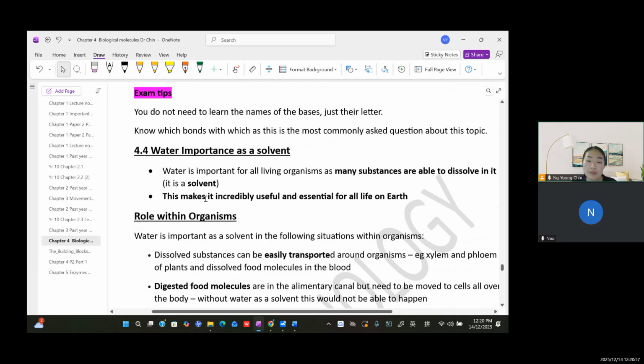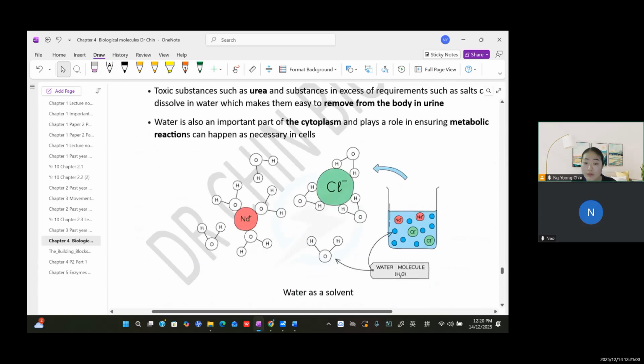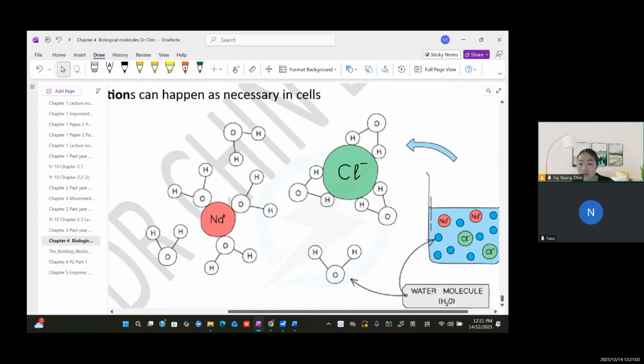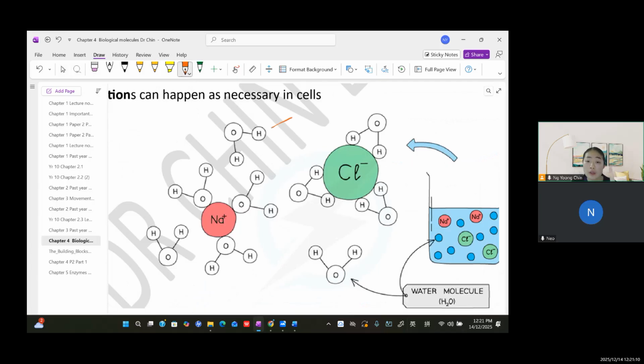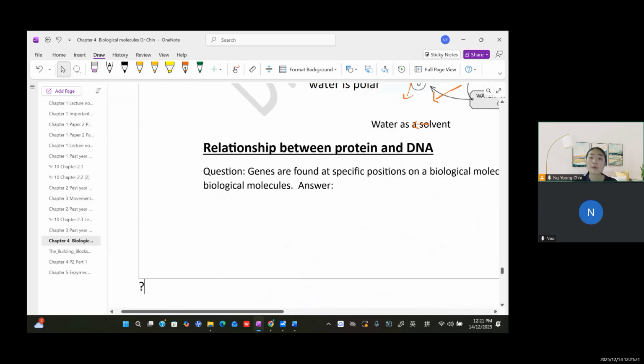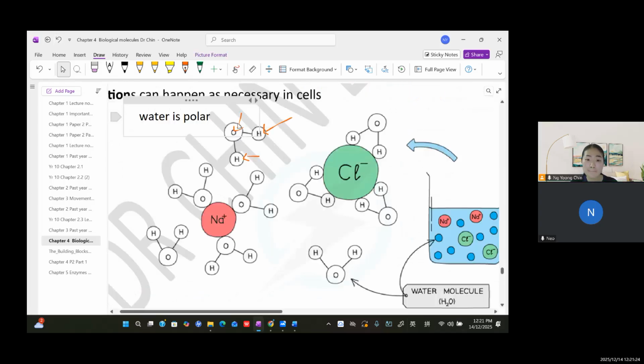Water is made from hydrogen and oxygen. Water equals H2O, so you have 2 hydrogen atoms and 1 oxygen atom. And water is polar. So why is water polar? Can you tell me why water is known as a polar molecule? What kind of structures or elements do they have, so that they are known as a polar molecule?